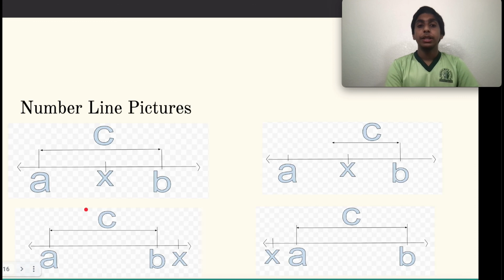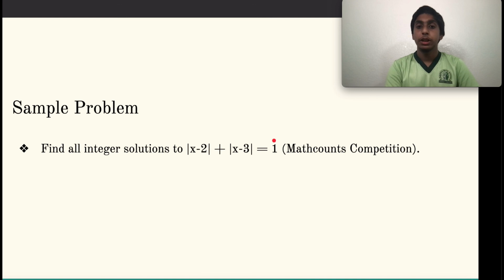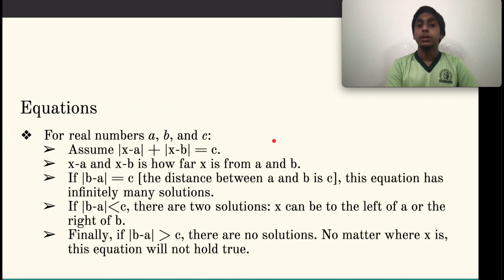So now we need to find the distance between a and b. My a is 2 and my b is 3. The distance between the two is 1. Well, what is my c value? If we look back at the equation, my c value is also 1. So we can conclude that this is the same as the case when the distance between b and a is equal to c. The distance between b and a here is 1, and c is also 1. So we have the case where there are infinitely many solutions.